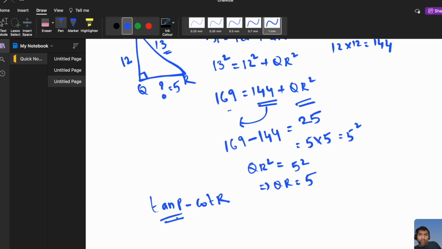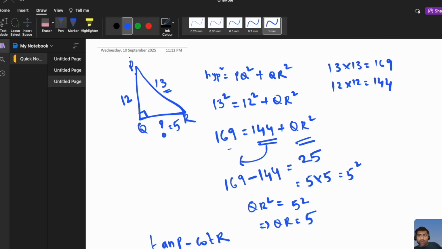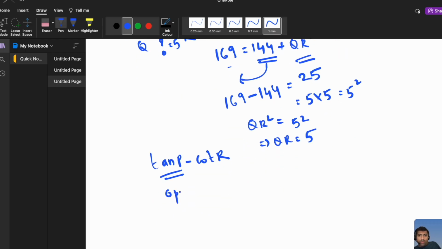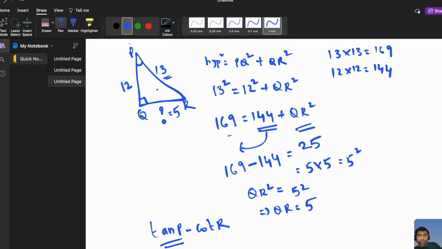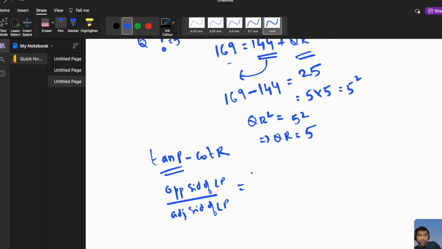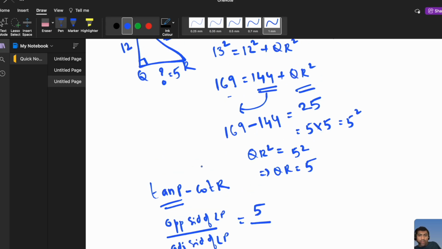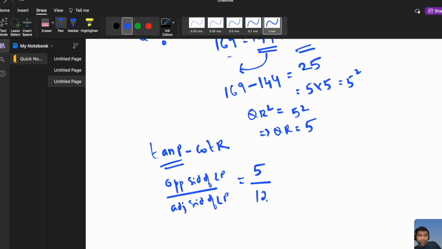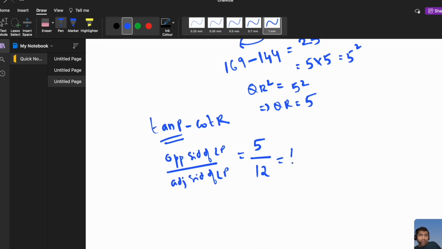What is tan P? Tan P is nothing but the opposite side of angle P by the adjacent side of angle P. So what is the opposite side of angle P? QR, that is 5, by the adjacent of P, which is 12. So this is tan P.